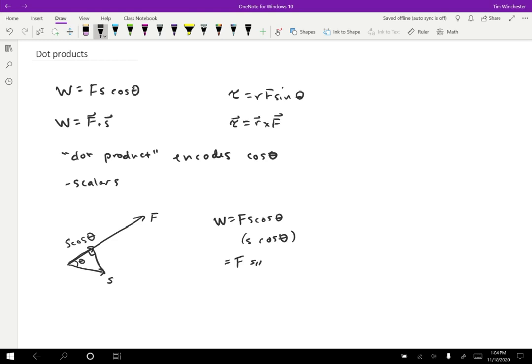We can also associate the cosine with the force. So we could think of this as F parallel times the total displacement. So what component of the force is in the direction that the object is moving? Finally, there is also a formula based on the components that we can use. What that looks like is work is Fx Sx plus Fy Sy plus Fz Sz. So we can just add together each of the components multiplied together. Again, notice that this comes out to a scalar, not a vector. We're just adding together the products of those components.